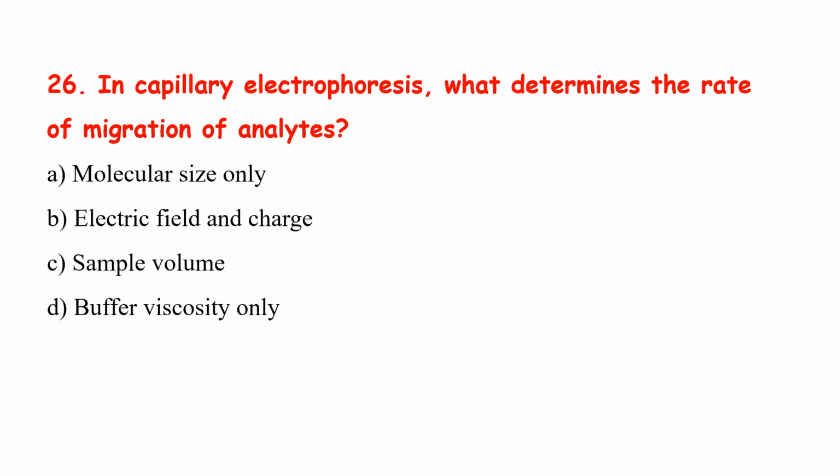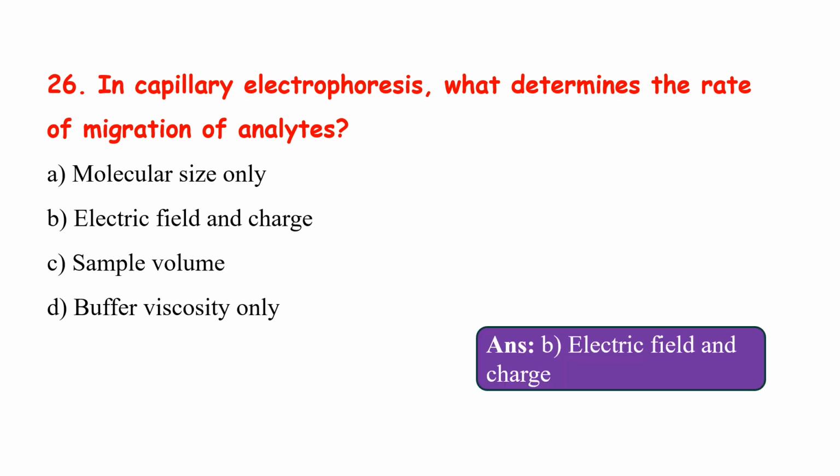In capillary electrophoresis, what determines the rate of migration of analytes? Molecular size only, electric field and charge, sample volume, buffer viscosity only. The correct answer, electric field and charge.